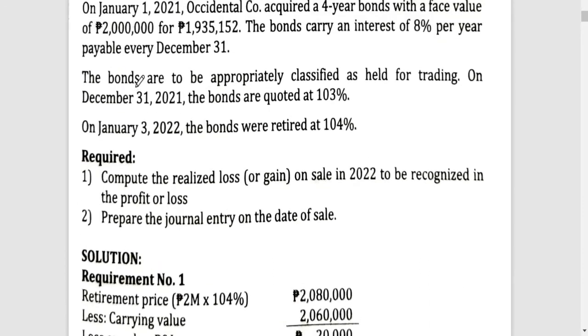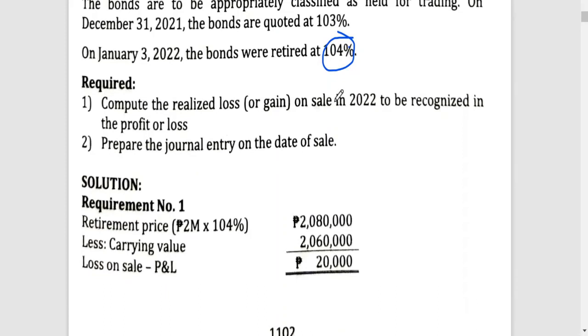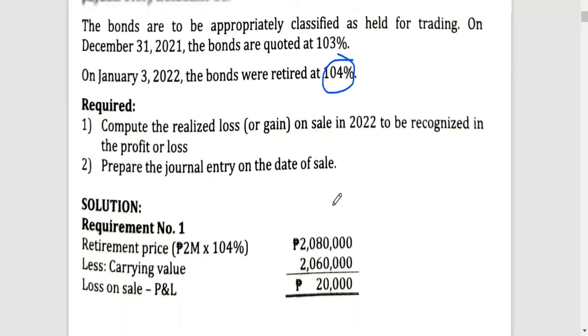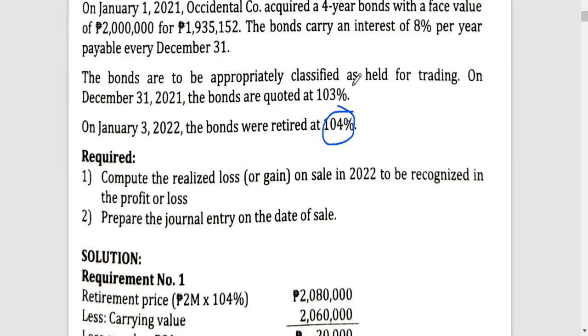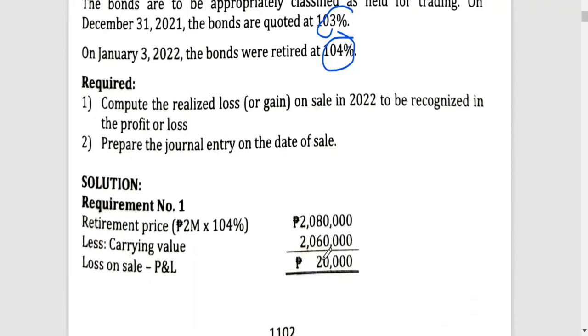So the retirement price, we will buy the bonds back. Last time, we were the ones issuing the bonds. What is the retirement price? So that's on January 3. When you retire, you remove it from your liabilities, you take it back, so we are the ones who pay. So you have 2 million times 104%. And then you get the carrying value on December 31, that's at 103%, so 2,060,000. So the loss on sale would be 20,000.